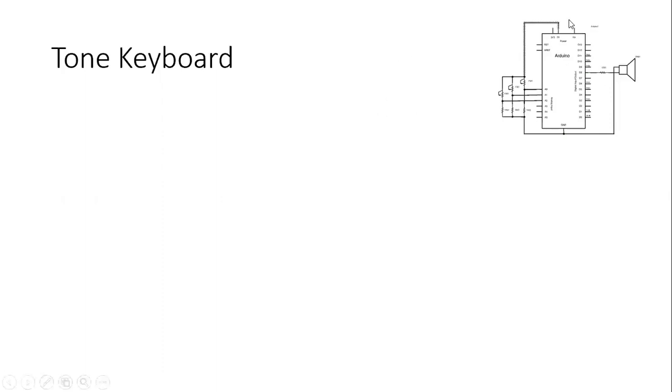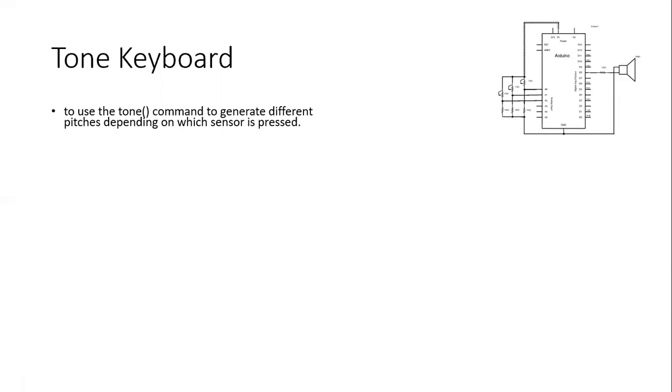And in order to write a program for this specification, we have to use a command called tone. Okay, so the tone command is used to generate different pitches depending on which sensor or switch is pressed. So you know that when you use a musical keyboard, as you press different keys you will get a different sound. So here also we are going to simulate how the different sounds are coming from the keyboard.